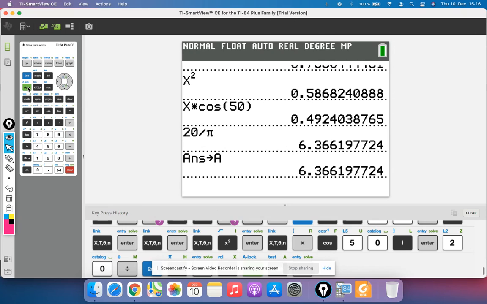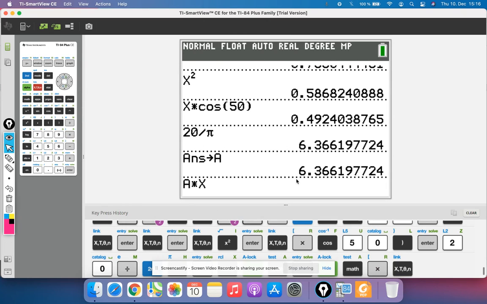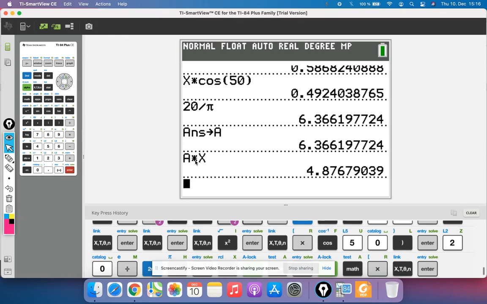And then I could say A, what if I had to do A times X? For some reason in my problem, I had to do two numbers that I had already previously written down, and I want to be really accurate. Then storing your answers as variables is one way to do that.